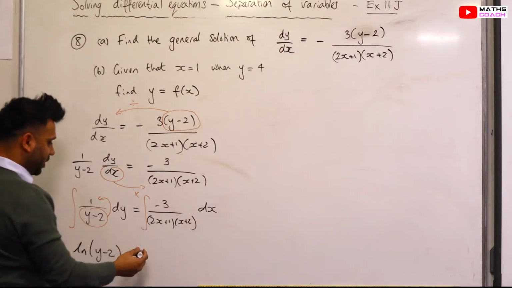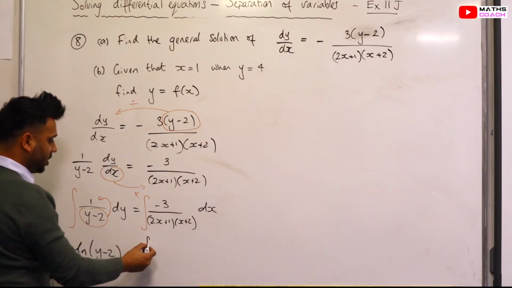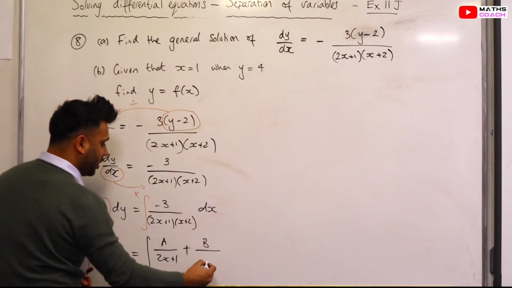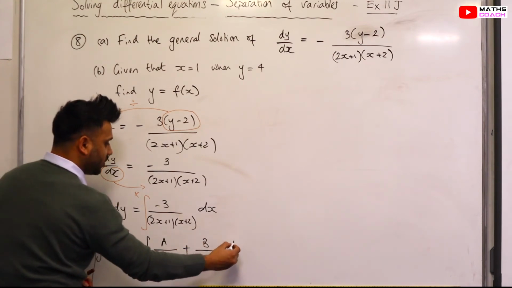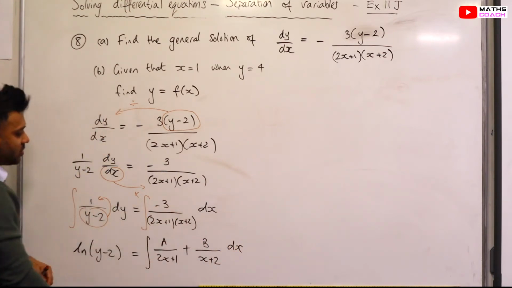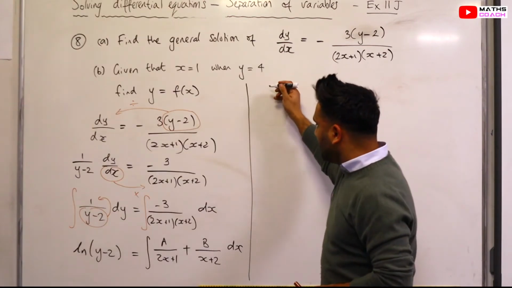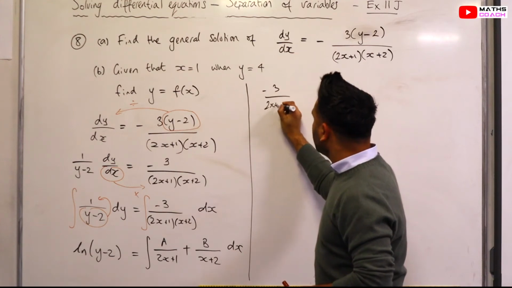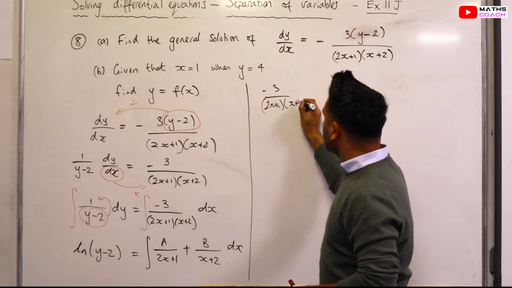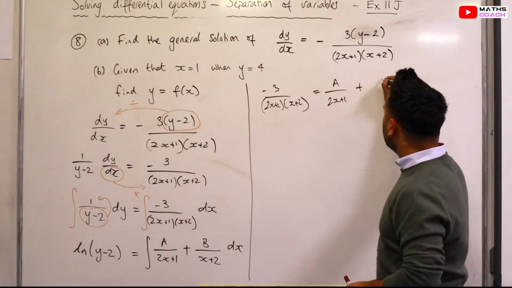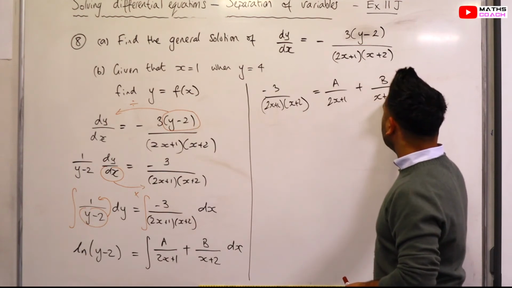So for now I'm just going to write this as the integration of a over 2x plus 1 plus b over x plus 2 with respect to x. And obviously, to get the a and b, we have to do the partial fraction of this. Let's now write minus 3 over 2x plus 1 multiplied by x plus 2 as a over 2x plus 1 plus b over x plus 2.